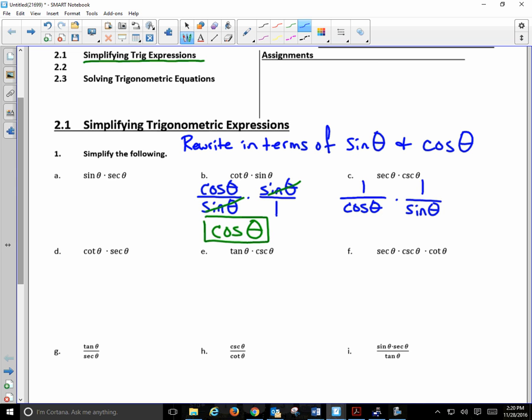No. The fact is that this doesn't simplify. I have one example in there to show you guys that this is already simplified. Nothing cancels. It can't be rewritten in a nice way. Writing it as 1 over sine times cosine isn't really helpful at all. And so secant times cosecant is really as good as it gets.